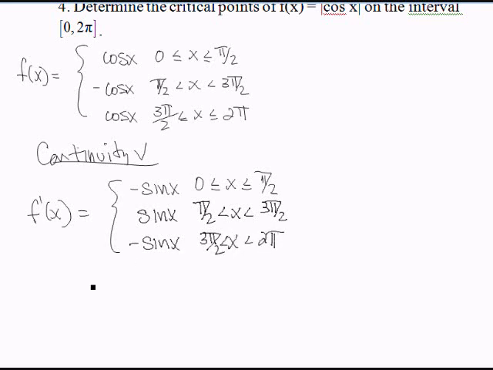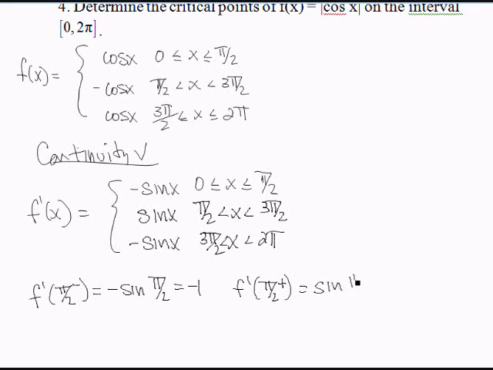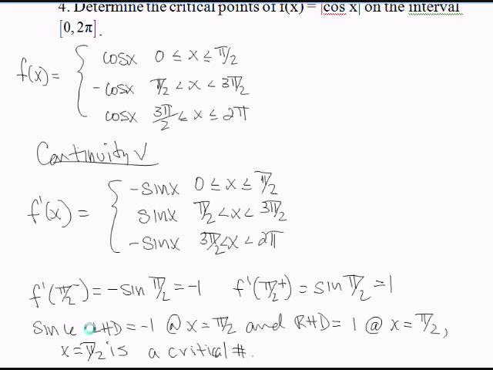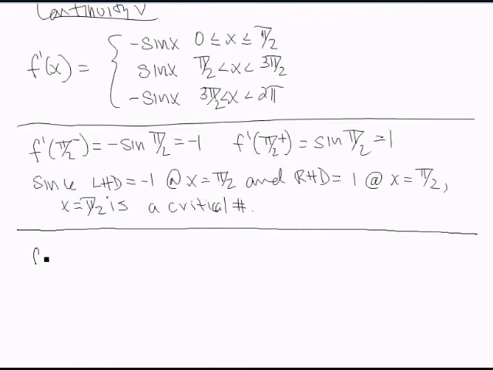and 2 pi. So f prime of pi over 2 from the left-hand side is going to be negative sine of pi over 2, which is negative 1, and f prime of pi over 2 from the right-hand side is going to be the sine of pi over 2, where this is my left hand and this is my right hand. That is equal to 1. So here's just our brief discussion. The left-hand derivative and the right-hand derivative are not the same at pi over 2, so therefore pi over 2 is a critical number.